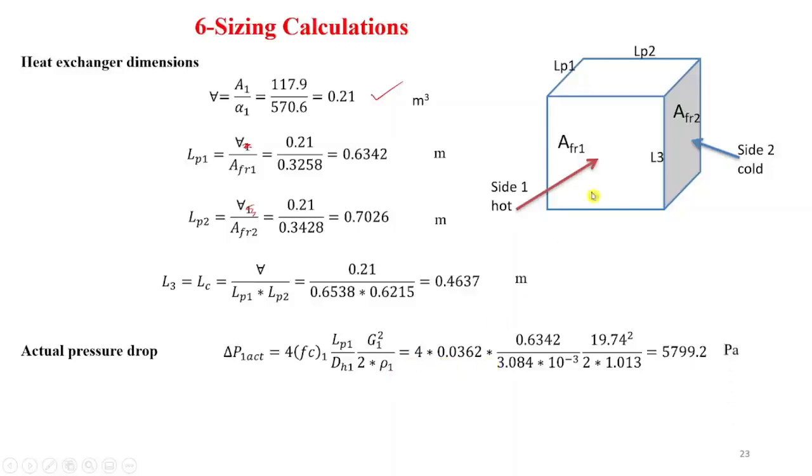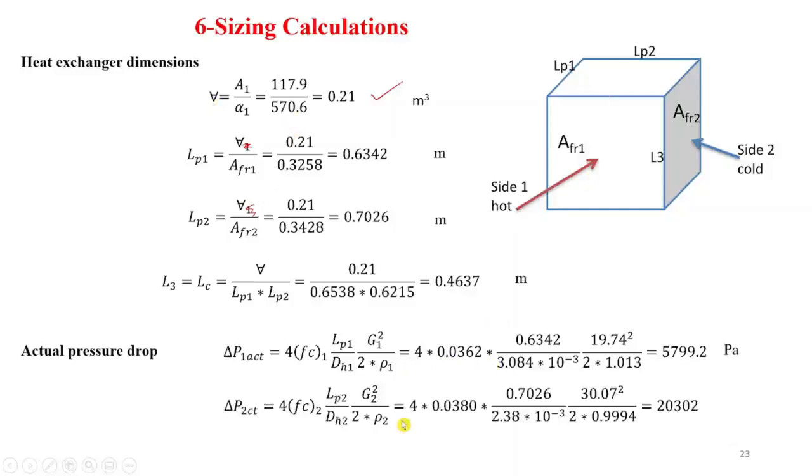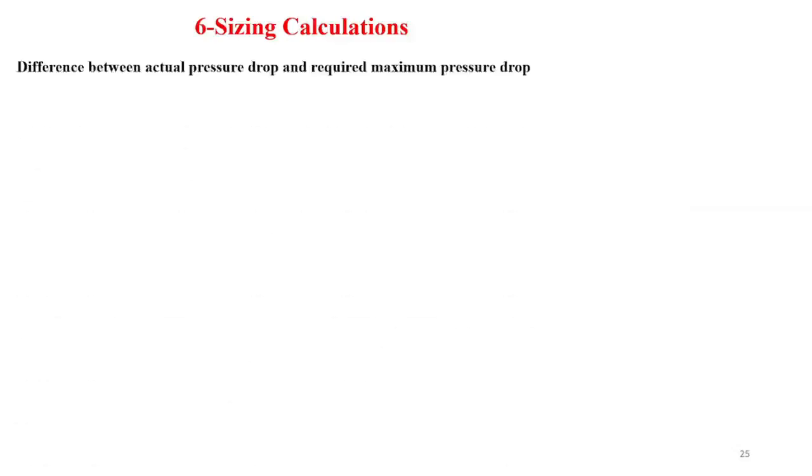You repeat the calculation using the expressions and the data that we found for the volume of the heat exchanger, to find also the pressure drop for side 2, and it's going to be 20 kilopascal, 0.302 Pascal. If you compare these two values with the delta P maximum that we have to fulfill for this heat exchanger, you find that they are different. After finding the pressure drop for side 1 and side 2, we have to compare the actual pressure drop with the maximum pressure allowable for side 1 and side 2.